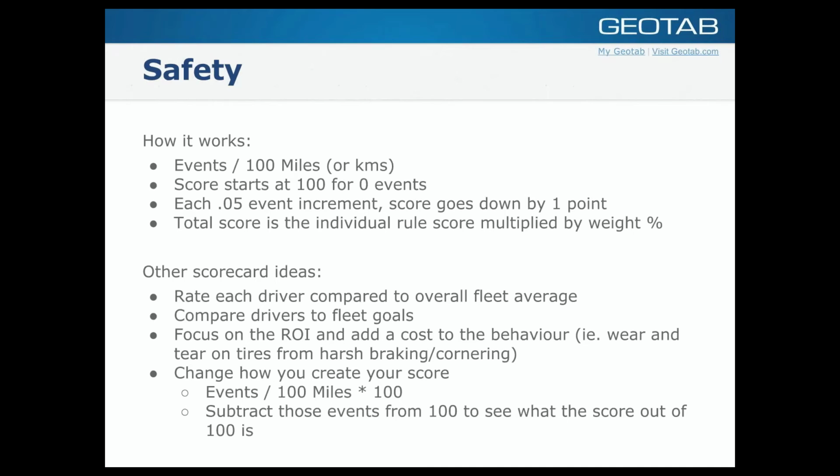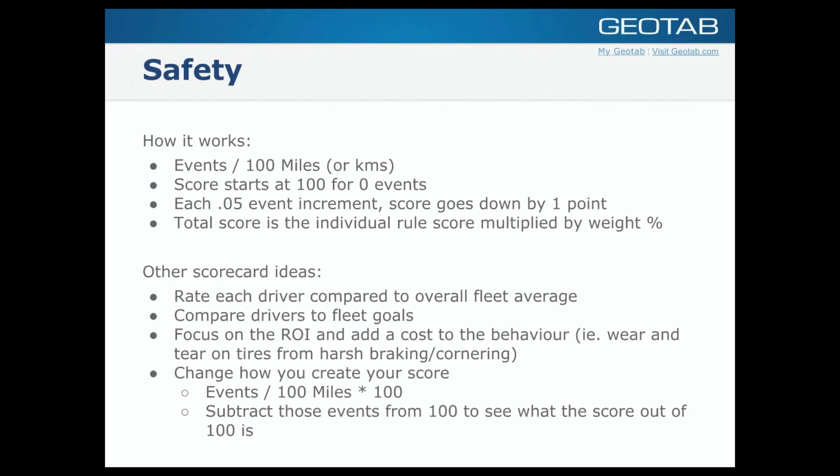You can even change how you create your score. I like to look at the events per 100 miles and do my scoring criteria with the increments. But I've seen some other people take their events per 100 miles, multiply that by 100, and then subtract that value from 100 to see what the score is out of 100. I know I said 100 a few too many times there. Let's say you multiply your events per 100 miles by 100 and you get 83. So you have 17 left as your overall score. It's another way of looking at the data. And you don't have to use the events per 100 miles.